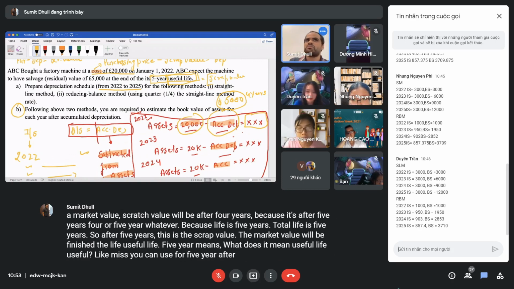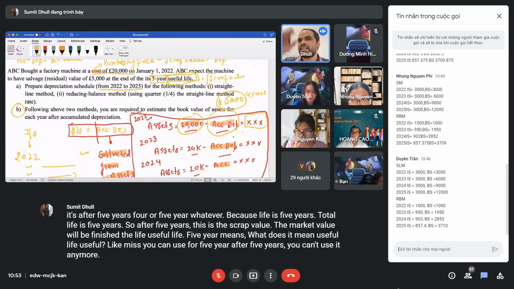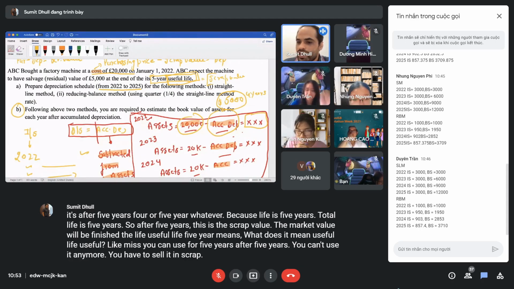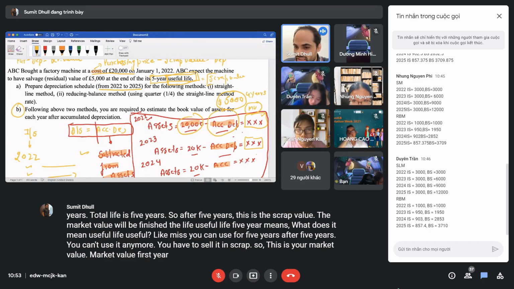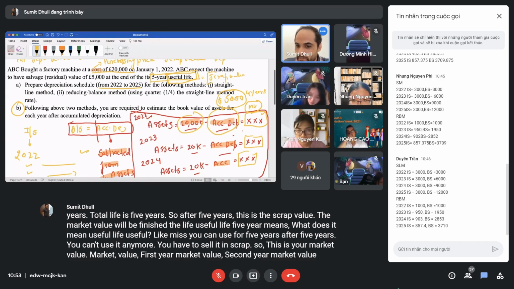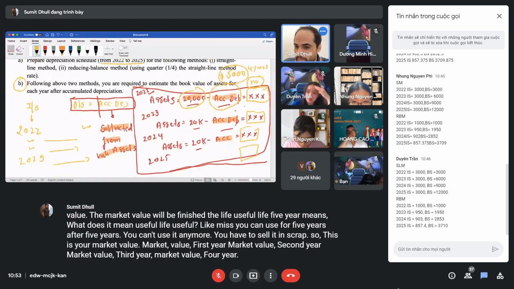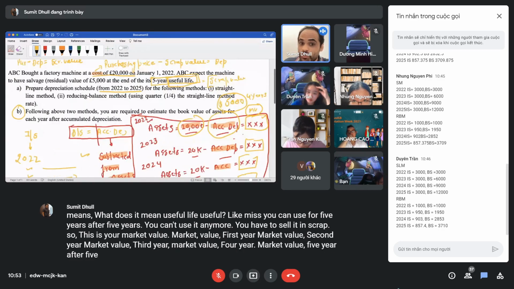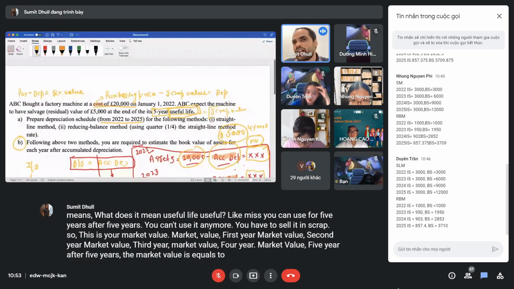After 5 years, you can't use it anymore. You have to sell it as scrap. So this is your market value: market value first year, second year, third year, fourth year, fifth year. After 5 years, the market value equals the scrap value.